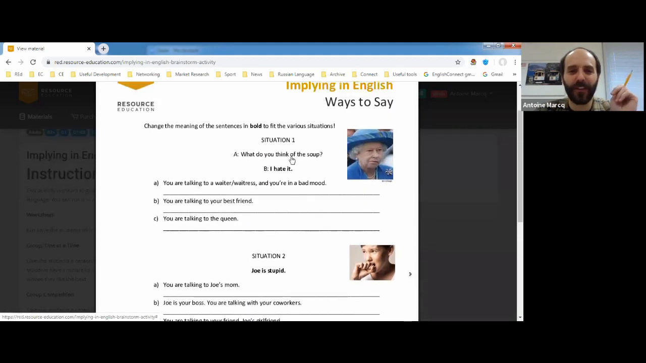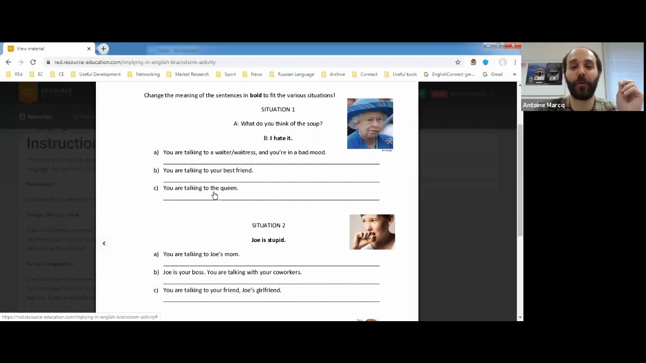So situation 1, someone asks you what you think of the soup and you want to say you hate it. A, you're talking to a waiter, waitress, and you're in a bad mood. Waiter, waitress, okay, this soup is terrible. Please return it. Please exchange it, or please reimburse me, or whatever. There are different ways. At this level, you're in a bad mood, so you might not be that polite. B, you're talking to your best friend. I mean, you don't want to offend them, and they probably spent a lot of time preparing the soup just for you.